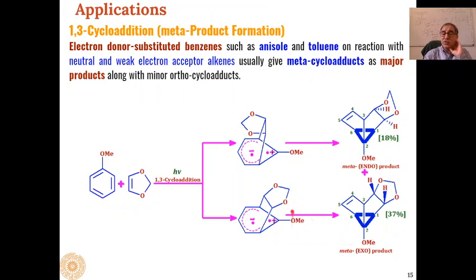So here also, the exo product, where these electron rich oxygen atoms are away from the electron rich aromatic system, will be the major product formed from that side. So here also this exciplex will be less stable as compared to this exciplex, and because of that the exo product is formed in more amount in comparison to the exciplex formed in endo.